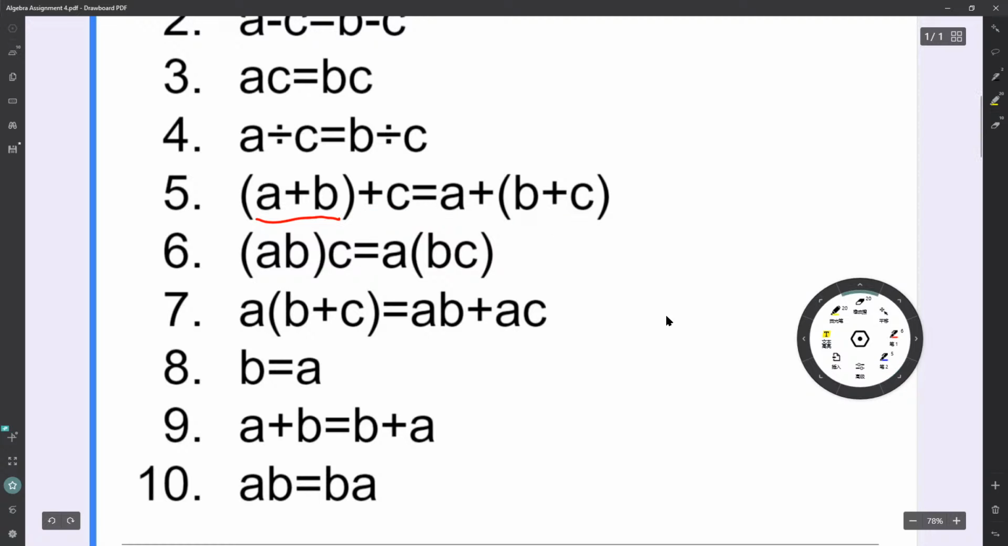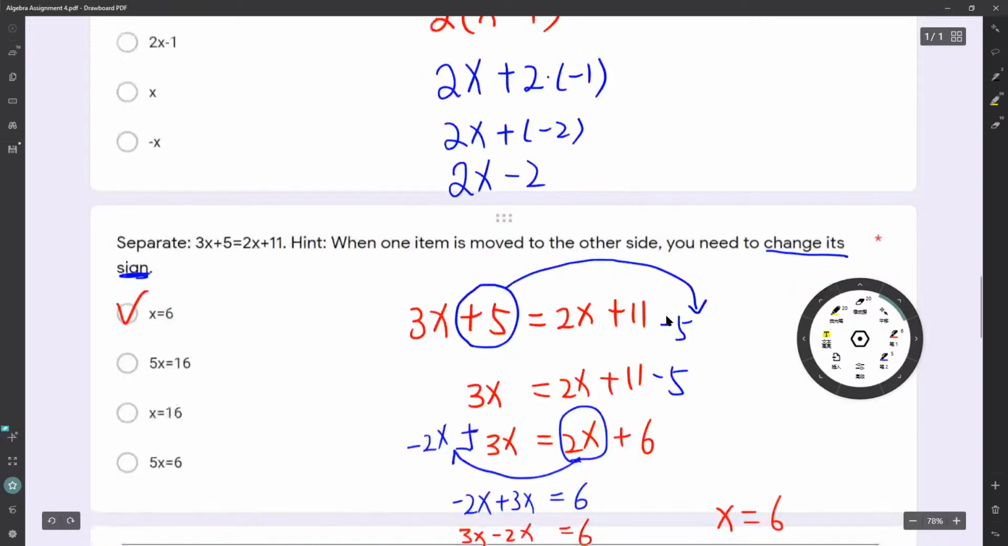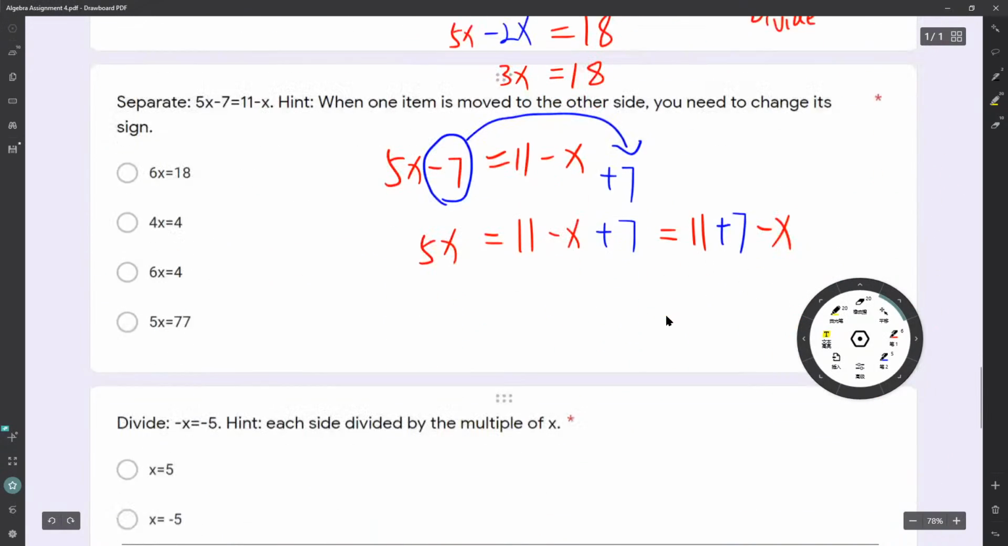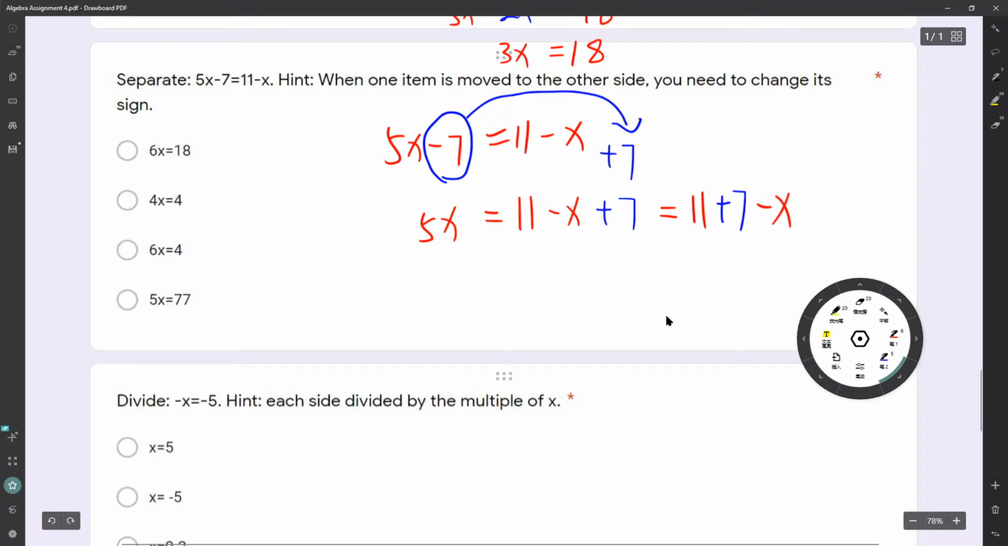So we can actually operate 11 and 7, and then we deal with the negative x. So 11 plus 7 is 18. Therefore, 5x equals to 18 subtract x. And one step to further separate, remember we have to separate all the x to the left and all the numbers on the right. We have to fully separate.